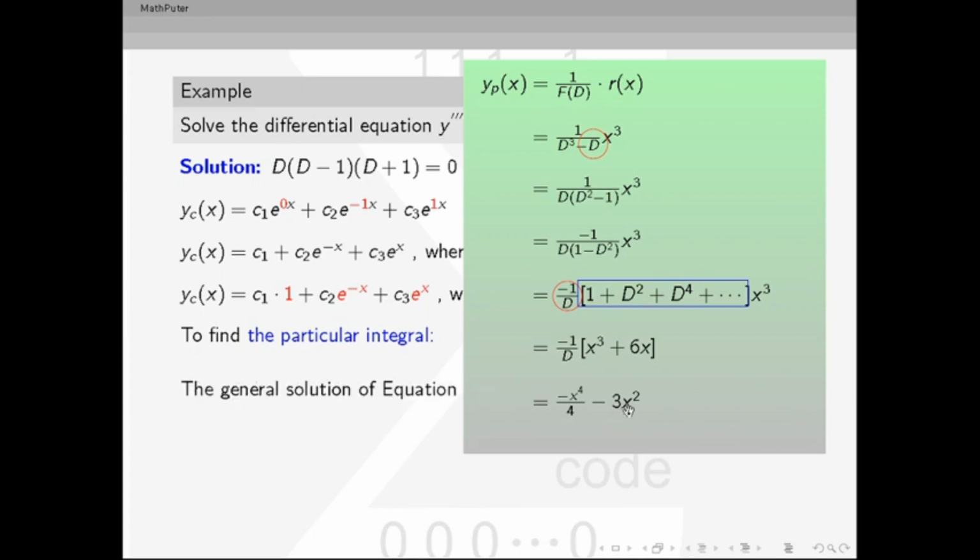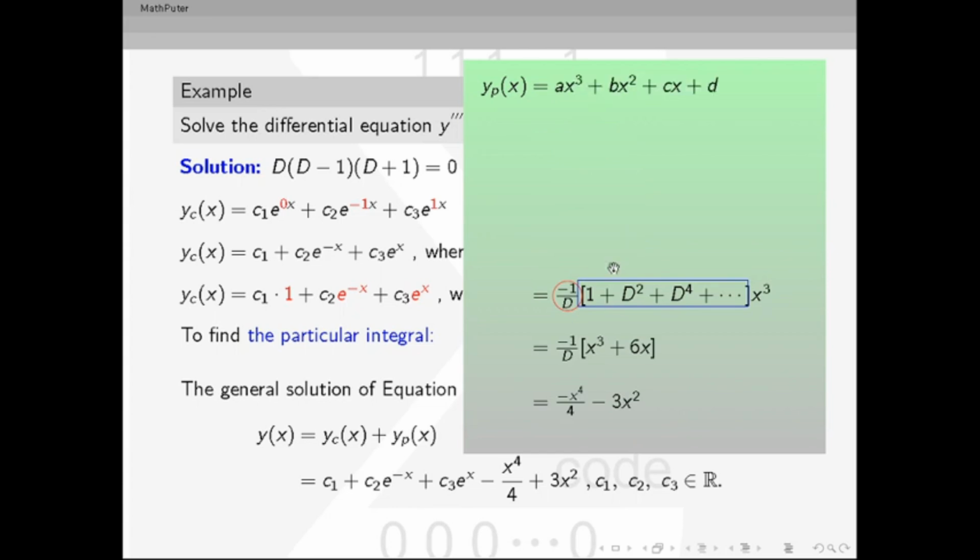Minus x raised to 4 upon 4 minus 3x square, and therefore the general solution of this equation is yc(x) plus yp(x). yc(x) is this and yp(x) is this, with c1, c2 and c3 real numbers. Okay, so this is the shortcut method. Now let us apply the assumption.